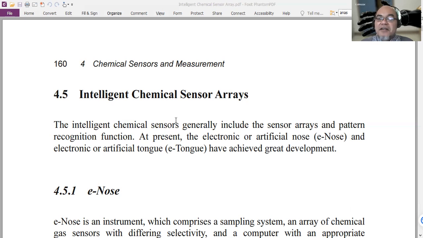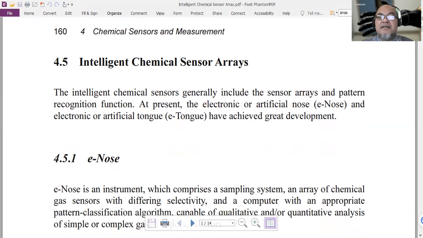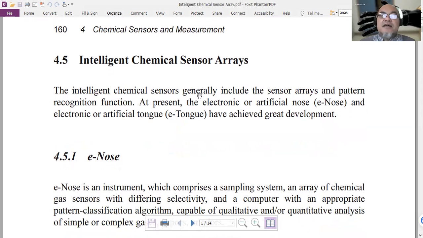So if you can imagine how many smell types there are in the world, of course, many different kinds of smell with different compositions. Smell of flower, smell of whatever. This cannot be done using a conventional chemical gas sensor. We have to do it using an intelligent chemical sensor array. The intelligent chemical sensor generally includes a sensor array and a pattern recognition function. This is what makes it different from a conventional sensor.